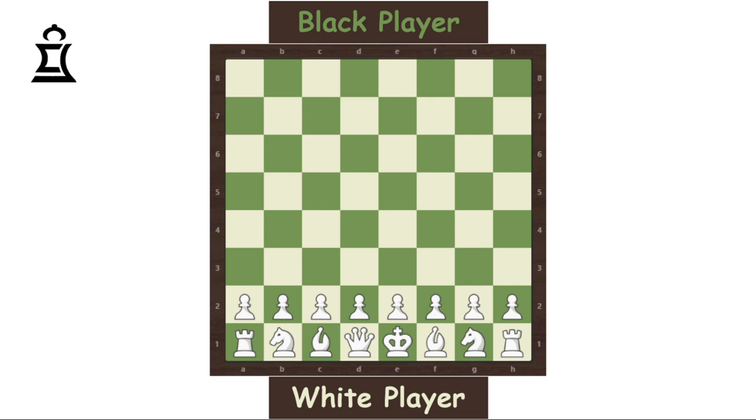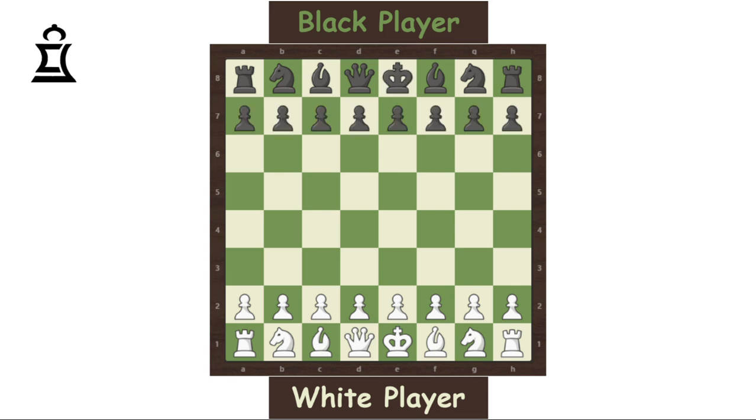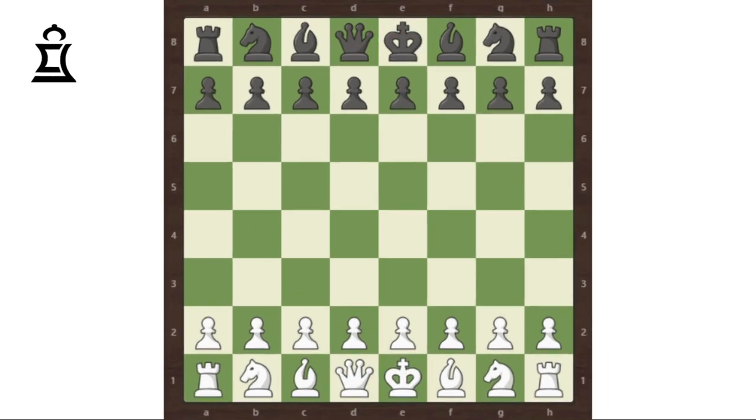Similarly, for the black player, 2 rooks must be placed at the corners of the 8th rank, followed by 2 knights, and then 2 bishops. The black queen must be placed on a black square, and the king must be placed on the remaining square of the 8th rank. Pawns must be placed on each square of the 7th rank. Notice that the white king and black king face each other, as do the queens. This is the correct way to set up the pieces on the board.